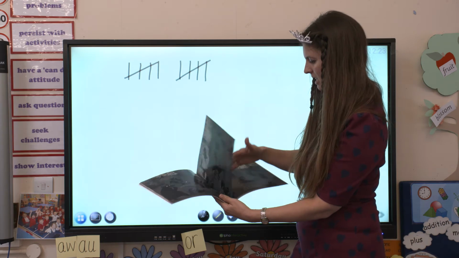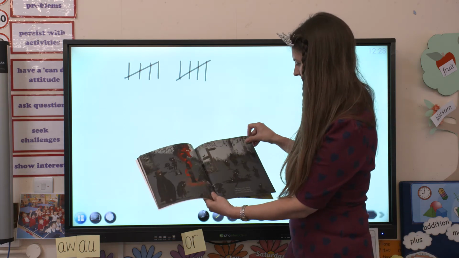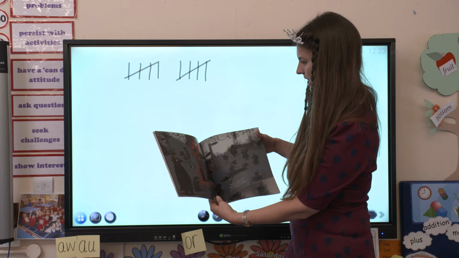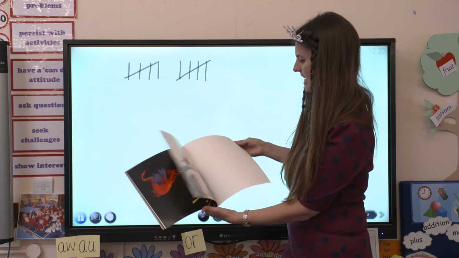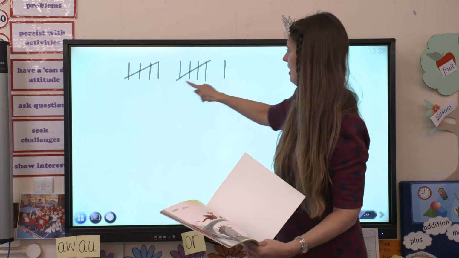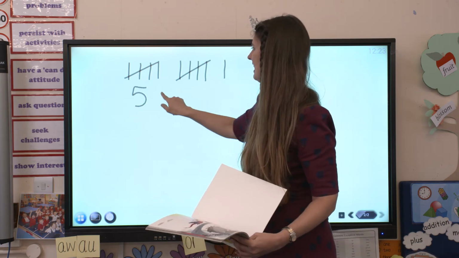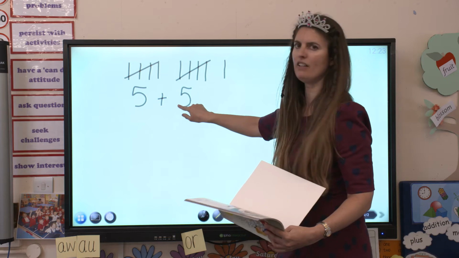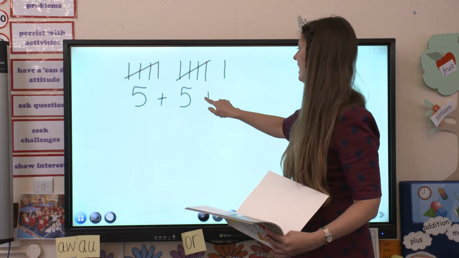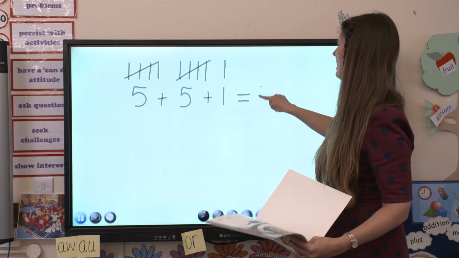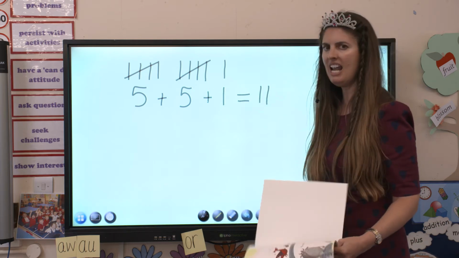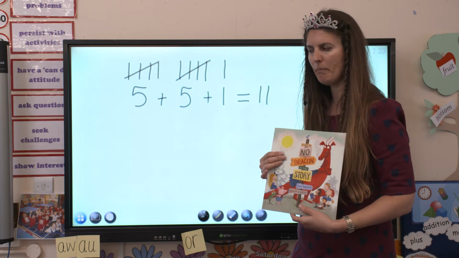And then, right at the very, very end, there was the 3 billy goats Gruff. Look, 5 in that tally. And 5 in that. What's 5 add 5? 10. And what's 1 more than 10? 5 and 5 add 1 equals 11. 11 different stories all in one book.